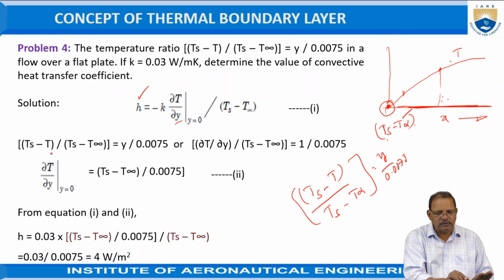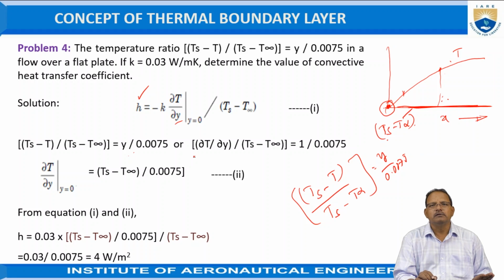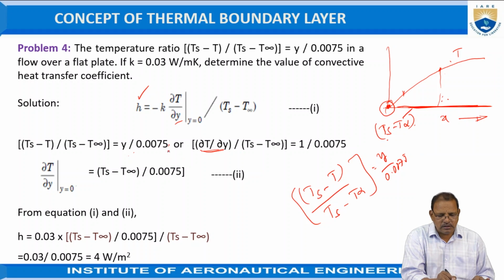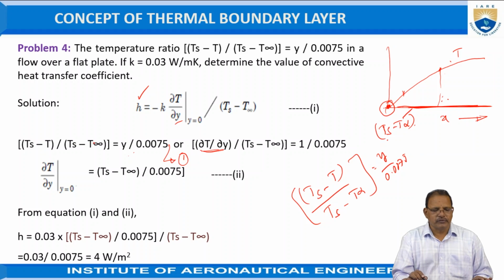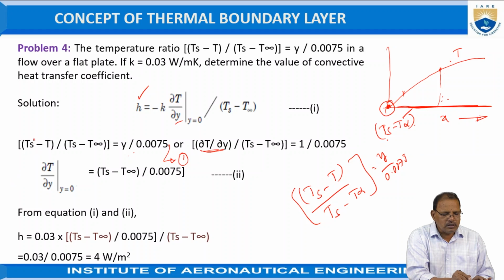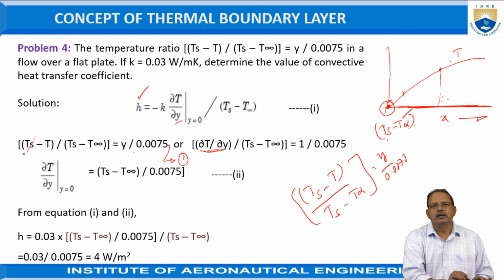So by using the relations, (Ts minus T) divided by (Ts minus T alpha) is equal to a function of y divided by 0.0075, as given. Here Ts minus T is representing the temperature gradient. When we differentiate this equation with respect to y, Ts is a constant, hence it is equal to minus of dT by dy.